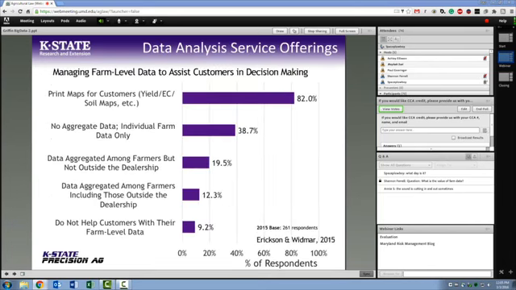The same survey provided some insights into this question, and this is what's going to set the stage for where we're going to go today, as well as the rest of this webinar series. Erickson and Widmar asked the question: how do you, as a service provider, use ag data? And the responses were interesting. The top one, 82%, says we print yield maps, we print soil maps and so forth for our customers.